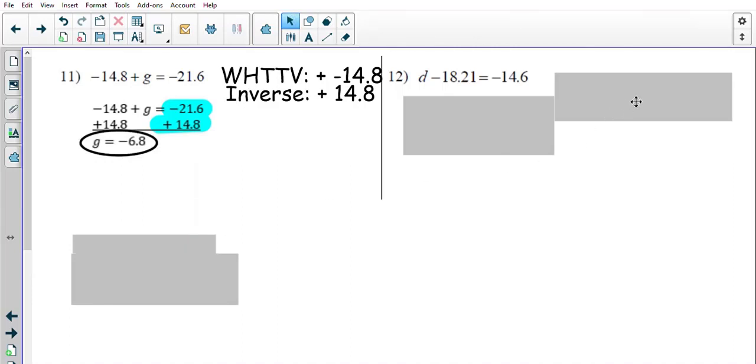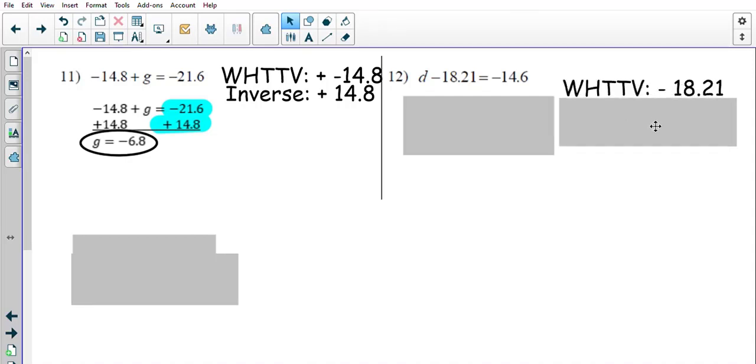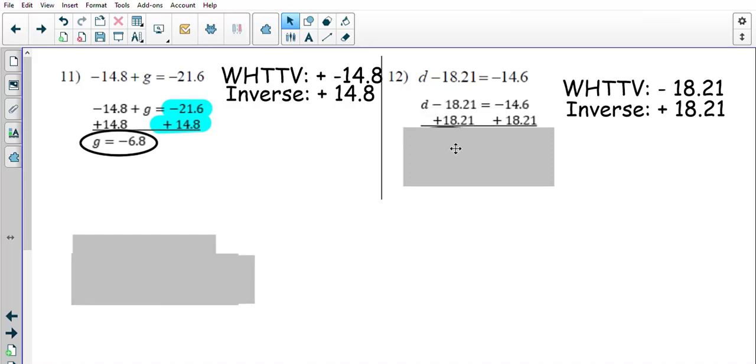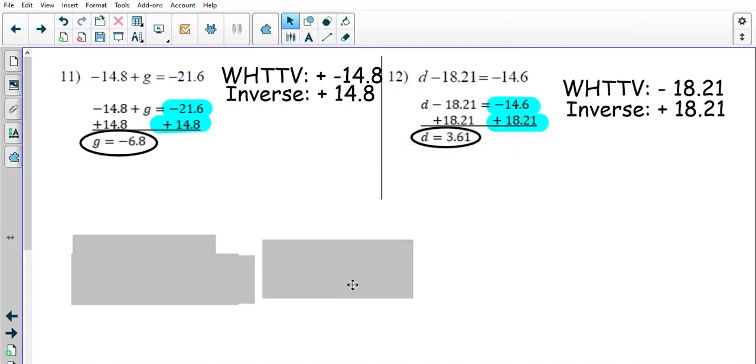Number 12, what's happening to the variable is we're subtracting 18.21. The inverse is to add 18.21. So you're going to see that I'm going to do plus 18.21 on both sides. On the left, the 18.21s will cancel out. We're going to do negative 14.6 plus 18.21. In your calculator, negative 14.6 plus 18.21. You should get d equals 3.61.